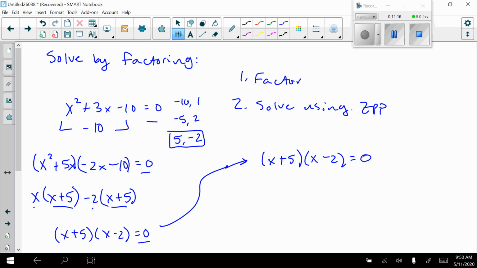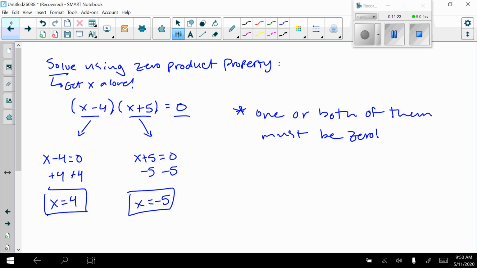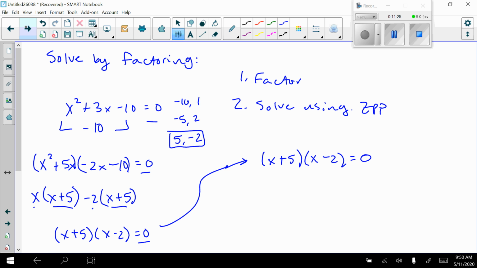Okay. I can solve this now using the zero product property. This looks a lot like the problems that we just did, right? Two things multiplied together that equals 0. I can solve this thing now to figure out what x needs to be in order to solve my original equation. Okay, so I'm just going to break these two things up, set them both equal to 0. X plus 5 equals 0. X minus 2 equals 0.